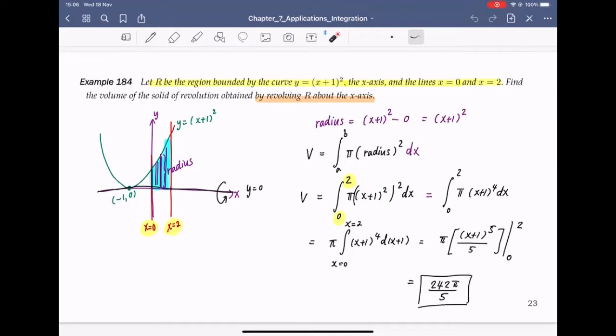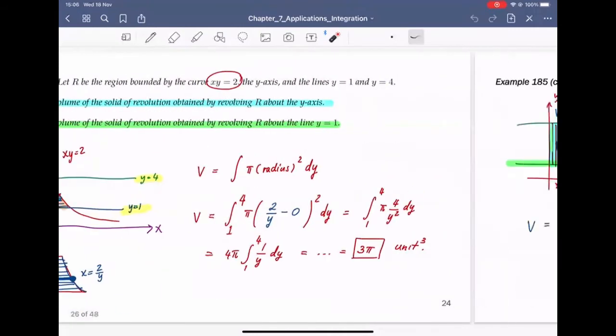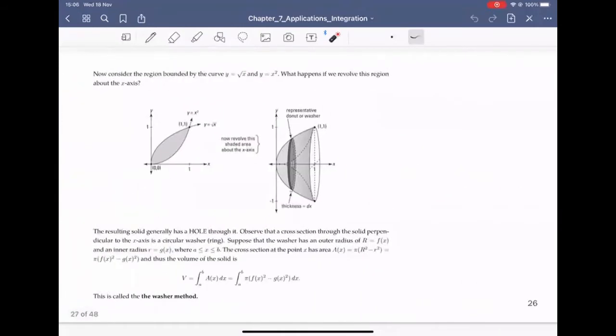So we're gonna start now with the new content. Today we start from page 26. We are going to look at this method again, but this time let's suppose that we have a gap between the region and the axis of rotation. So what should we do? We're gonna start with the easiest one.